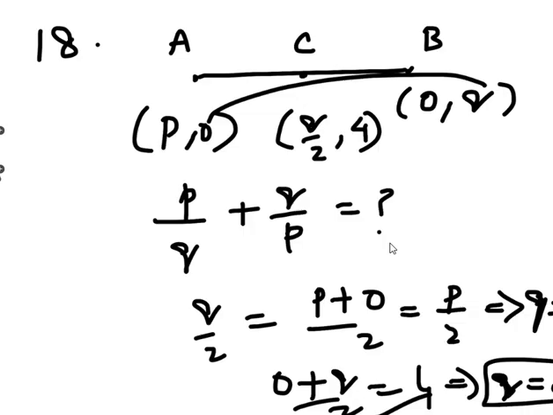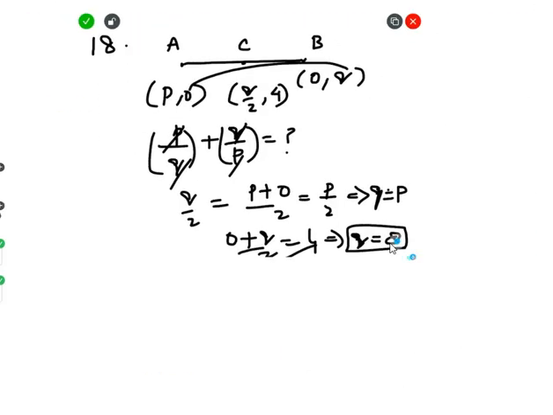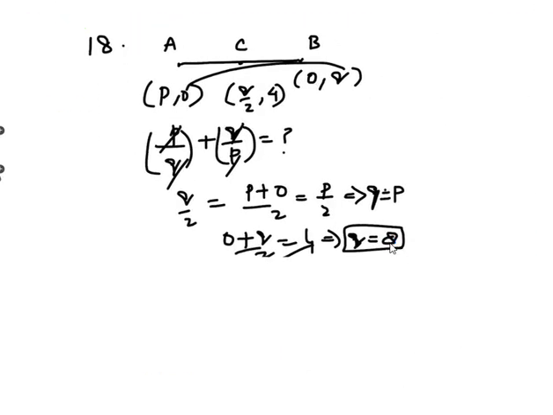Irrespective of whatever that is, P by Q plus Q by P will be what? Q and P are equal, so 1 plus 1 should be equal to 2. The options are given as 4, 2, 0 and 6. What will be your answer? We don't even have to calculate Q, because once you find Q is equal to P, P by Q plus P by P cancel. P and Q are the same, so P by Q will be 1, Q by P will also be 1, and 1 plus 1 will be 2. So option number 2.